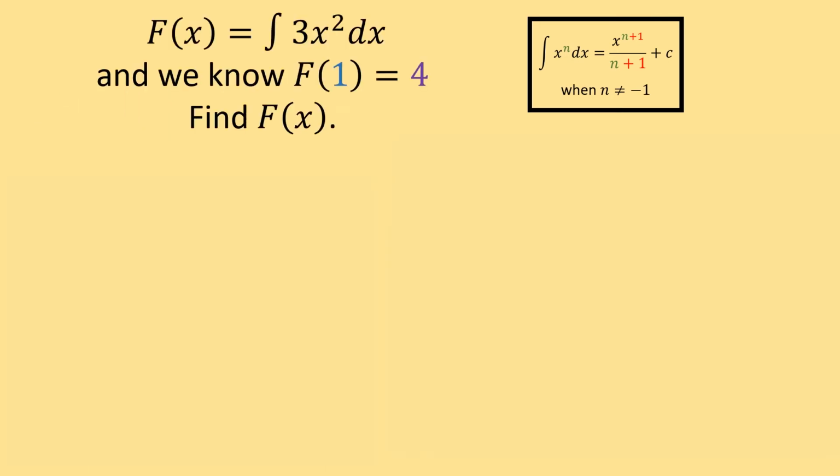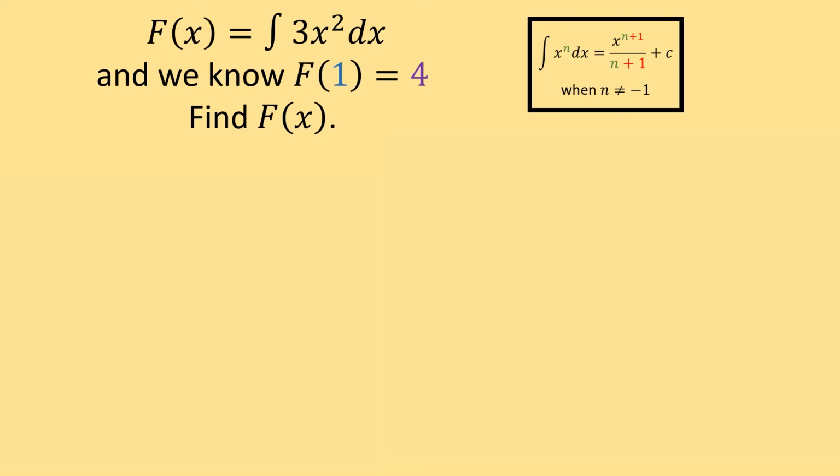Say we're told that capital F of x is equal to the integral of 3x squared dx, and then we're told that capital F of 1 is equal to 4, and we have to find capital F of x. Capital F of 1 equals 4 is a solution to capital F of x, and it is useful to help us solve for c once we take the indefinite integral.